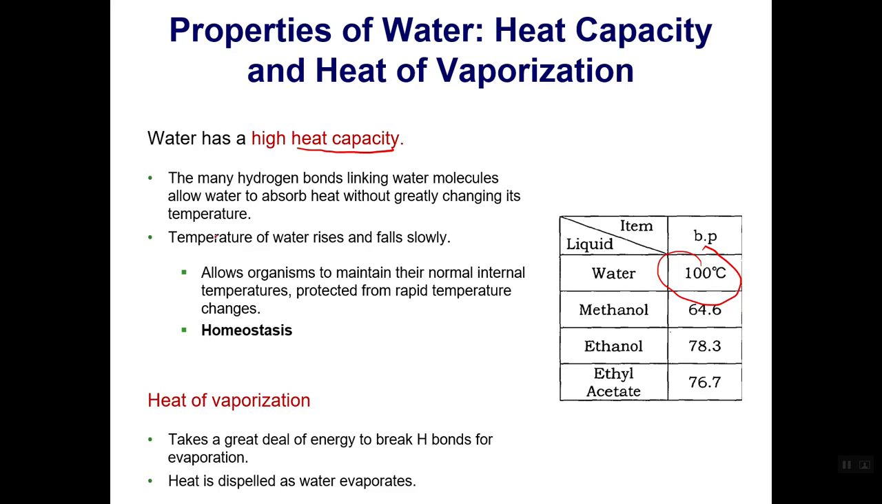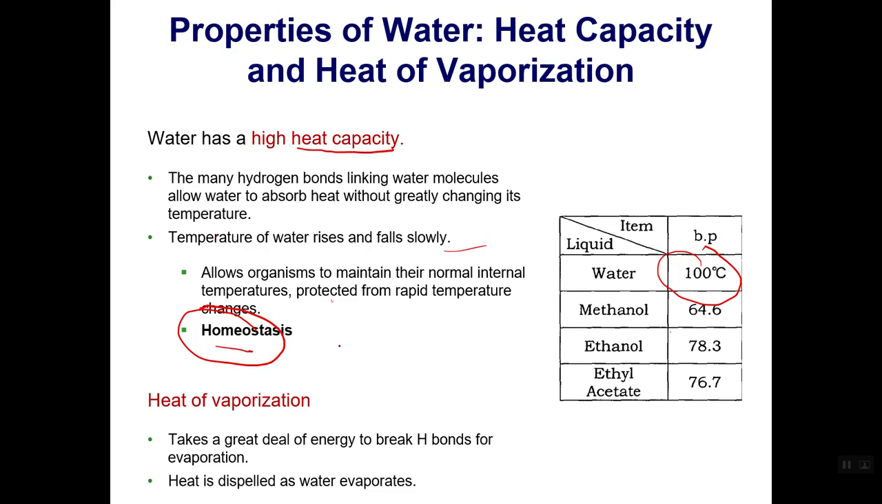So the fact that the temperature of water rises and falls slowly and it requires so much thermal energy in order to change it allows for organisms that are made mostly of water, like all the living things on Earth, to maintain homeostasis. Remember, we talked about that in chapter 1. Homeostasis was keeping an internal balance.